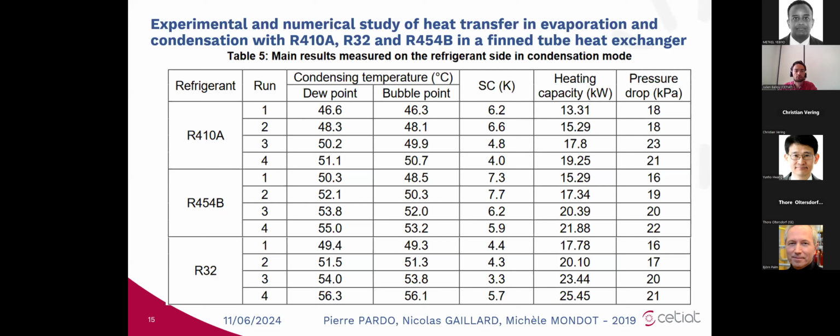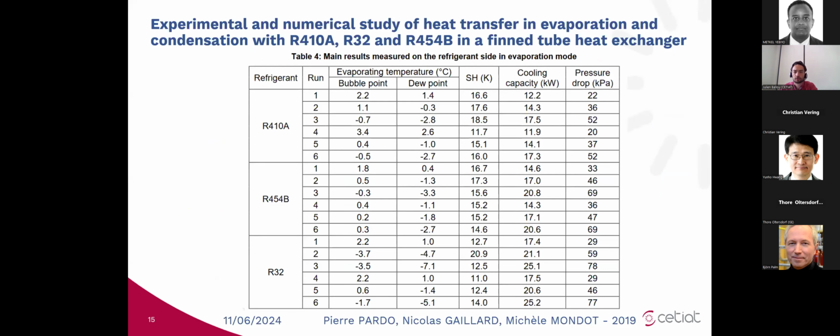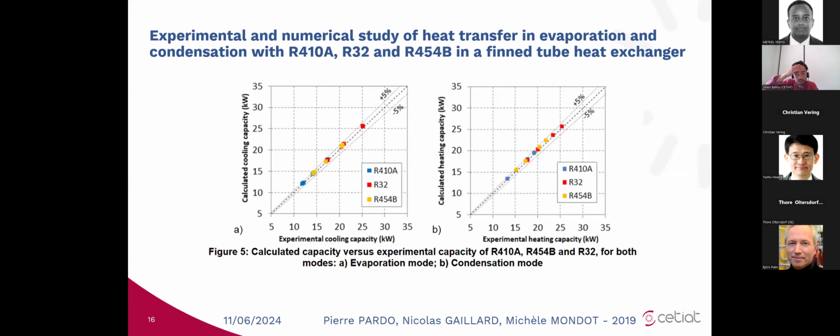So that's some results for the condensation mode. That was the properties that were used with the software, and that's the same for the evaporation mode. Then the idea was, with the tests that were made, to check if the calculated capacity was relevant concerning the actual tested capacities.